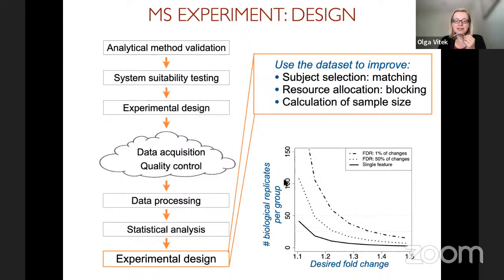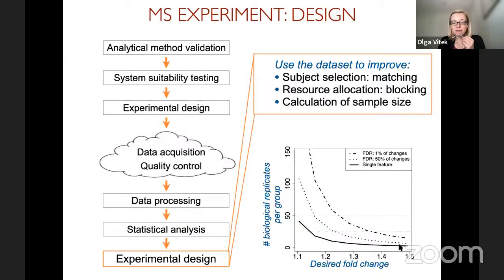This is the number of replicates that we would need to have to be able to detect this fold change, given the biological and technological variability we have seen in the past data sets. So this is what we would expect in the future data set. So if we have only one feature or one protein, this will be the sample size.